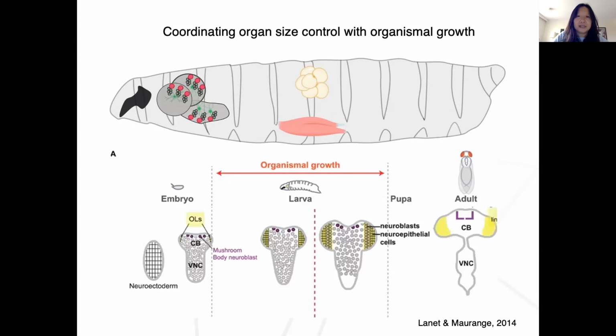What you're looking at here is a schematic of the CNS of the fly, and we're mostly working on these cells depicted in gray. They are the stem cells or progenitor cells of the Drosophila central nervous system, also called neuroblasts. These cells are able to self-renew as well as differentiate to generate the neurons and glia cells that ultimately give rise to a functional adult central nervous system.